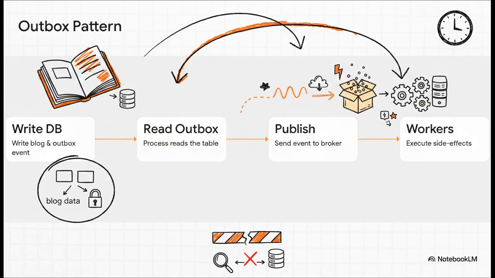Why? Well, if you just write to your database and then try to fire a message over the network to a broker, you create what's called a dual write problem. If the network blips for even a second, the database has the blog, but the search index never gets the memo. It's a nightmare. So, by writing the blog data and an event to an outbox table in a single atomic database transaction, we guarantee that those side effects are an absolute unavoidable consequence of the database write.